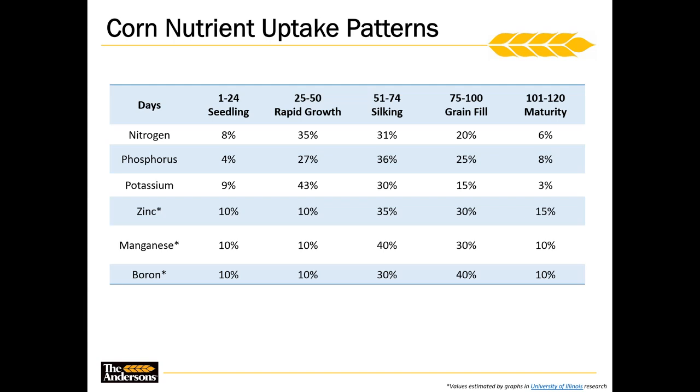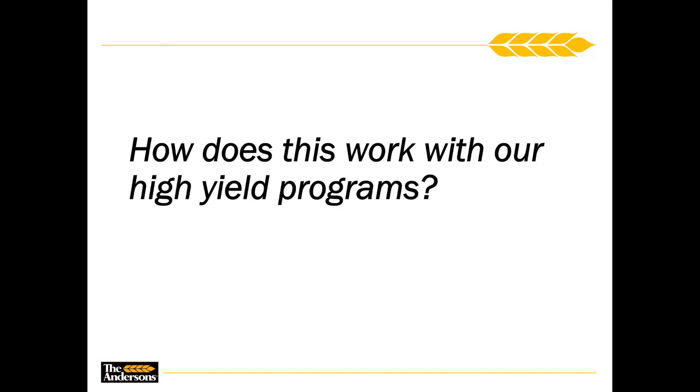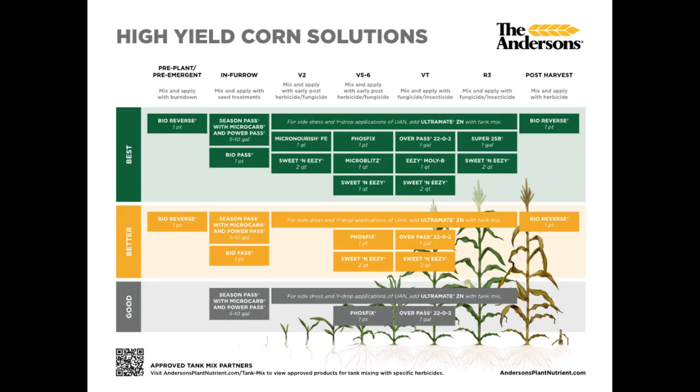in the following few slides and really talk about how they overlay with our high yield programs. Utilizing that chart is one of the ways that we developed our high yield programs, and that's what we wanted to do to ensure all of our recommendations were very sound and agronomically correct. As we go through this, we'll talk about some of the recommendations here and how they work with our nutrient uptake.